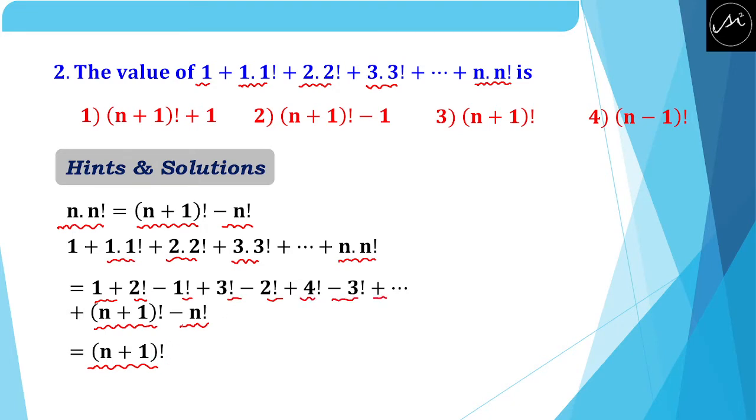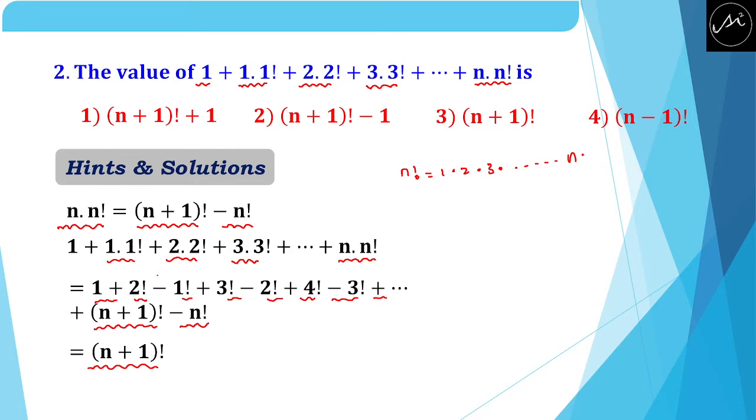Here you must know what factorial is. N factorial means 1 into 2 into 3 into so on to n. Next, n plus 1 factorial means multiplied with n plus 1. Are you clear? So n into n factorial means you can just write it as 1 plus 1 into 1 factorial plus 2 into 2 factorial plus 3 into 3 factorial and so on.